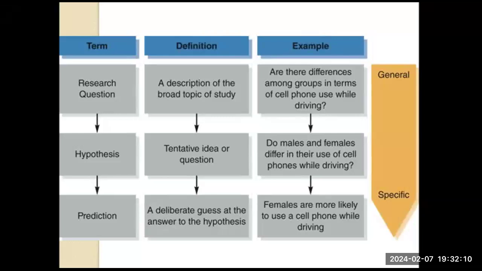Usually it's drawn from something you want to test in the theory. Do males and females differ in their use of cell phones while driving? And then finally, you have your prediction. It's a deliberate guess at the answer to the hypothesis. For example, females are more likely to use a cell phone while driving. So this is just a little table to help you differentiate between a research question, a hypothesis, and a prediction.